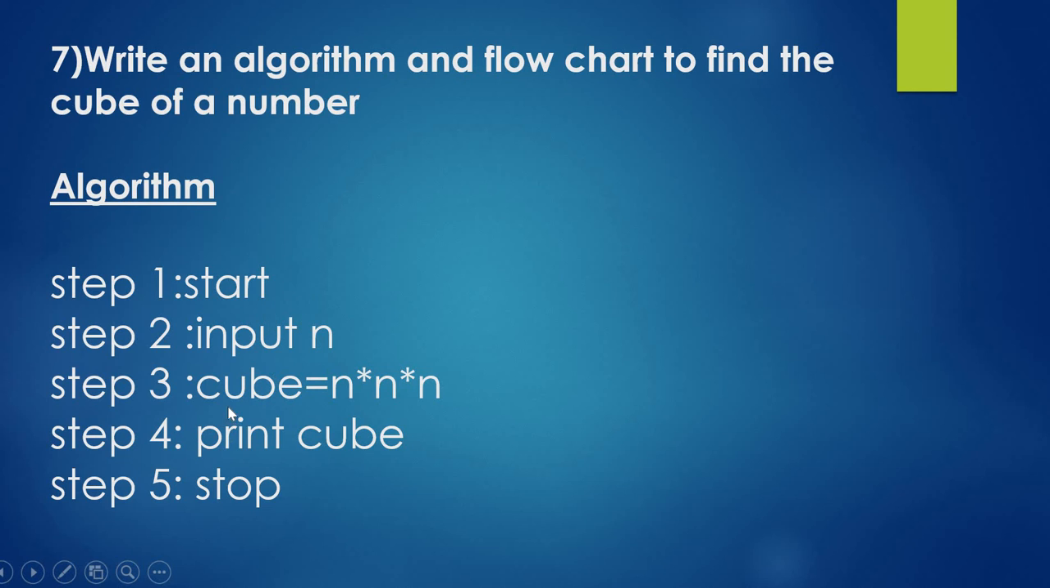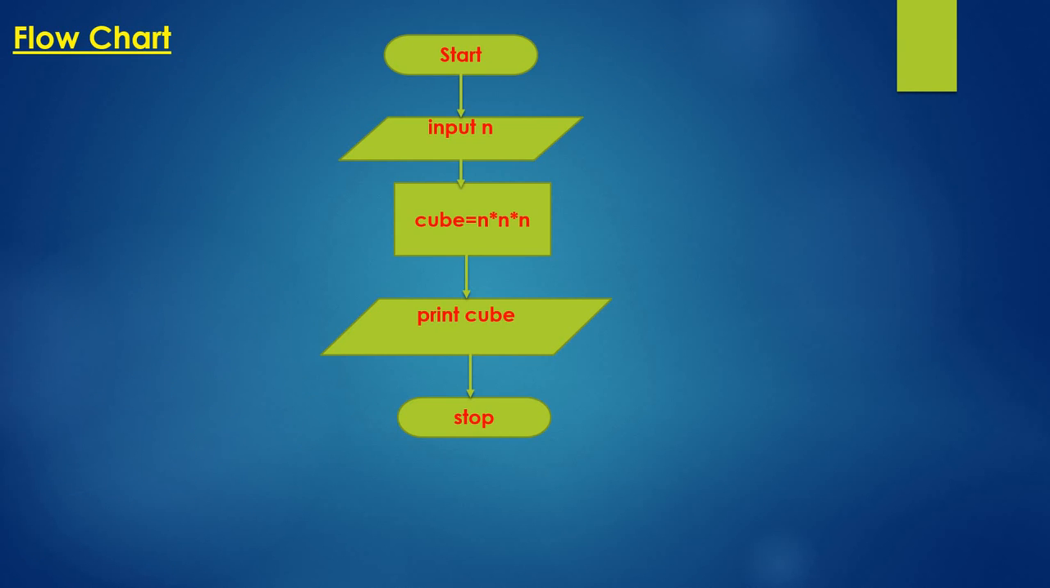And in this algorithm, the input is n. Then cube is equal to n into n into n. Then print cube. Then stop. This is the algorithm to find out the cube of a number. Then this is the flowchart. Start, input n, then process. Process is in a rectangular box. Cube is equal to n into n into n. Then print is in a parallelogram box. Then stop.